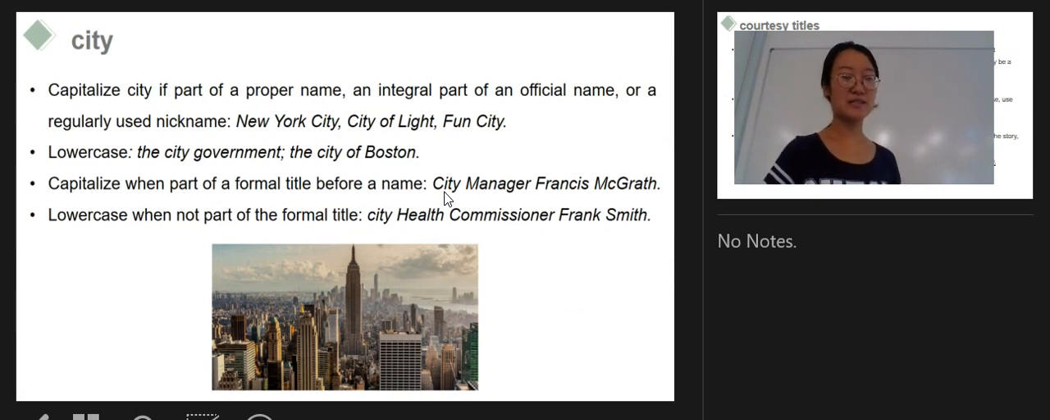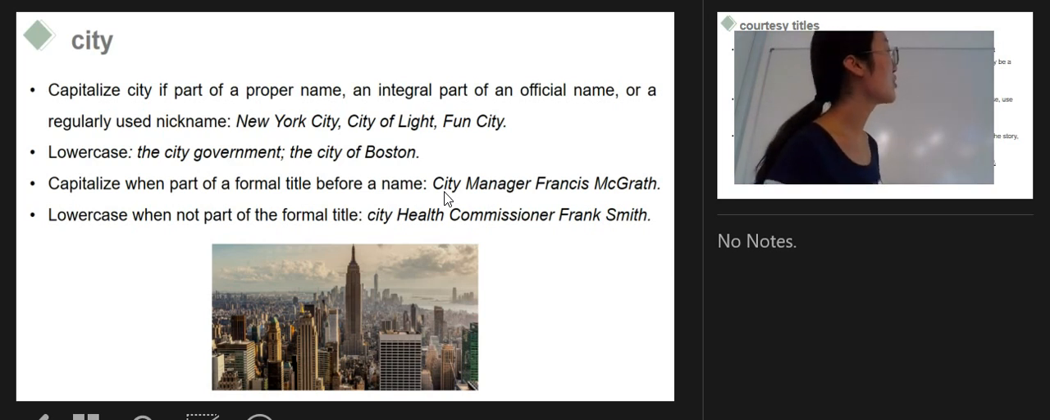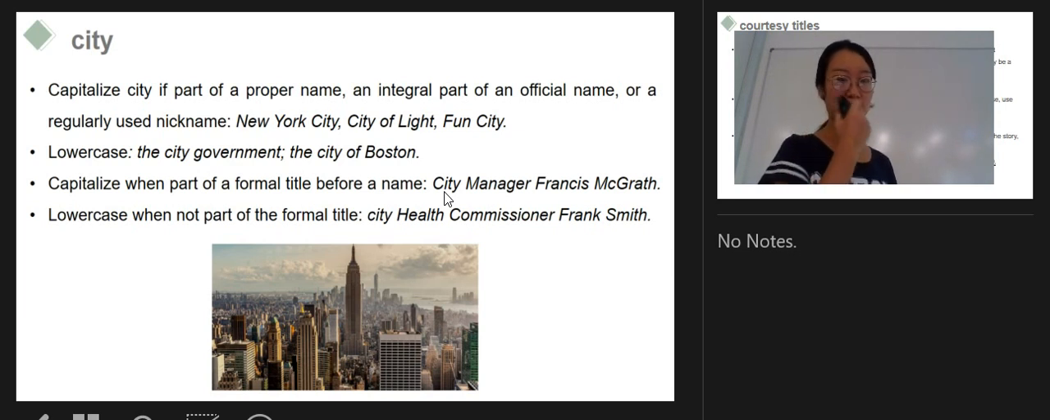And we need to capitalize city if part of a proper name, an integral part of an official name, or a regularly used nickname, such as New York City, City of Light, Fine City. And lowercase the city government, the city of Boston. And capitalize when part of a formal title before a name, and lowercase when not part of a formal title.